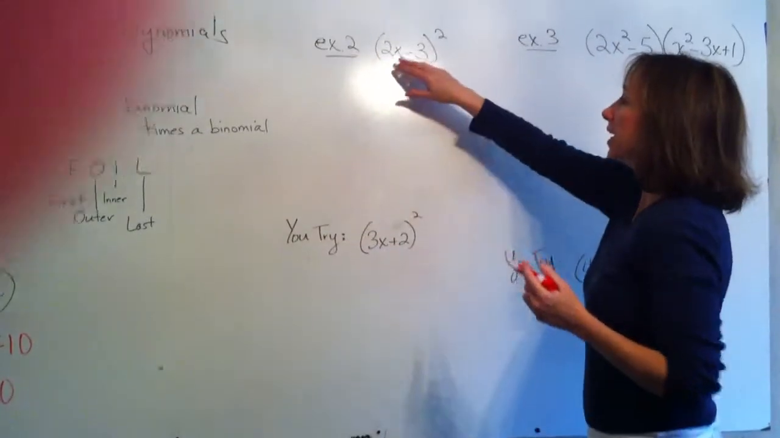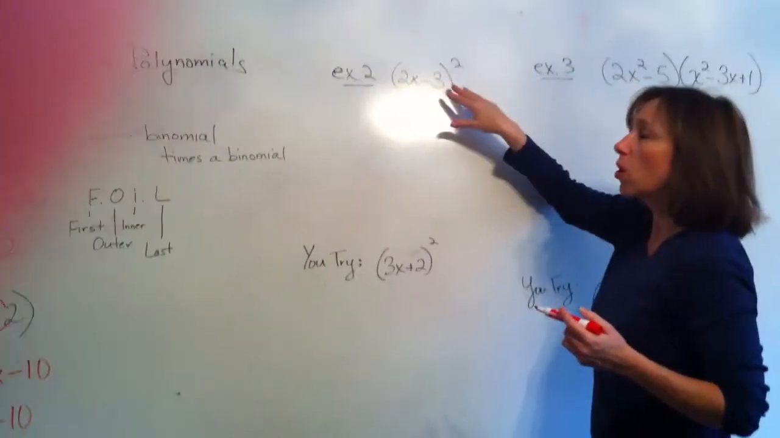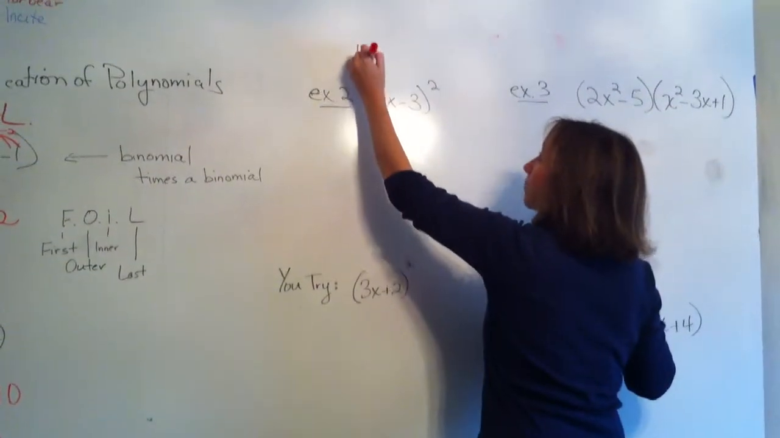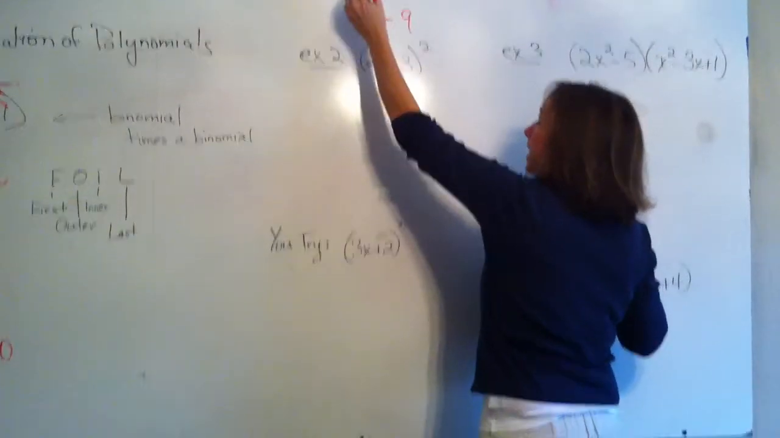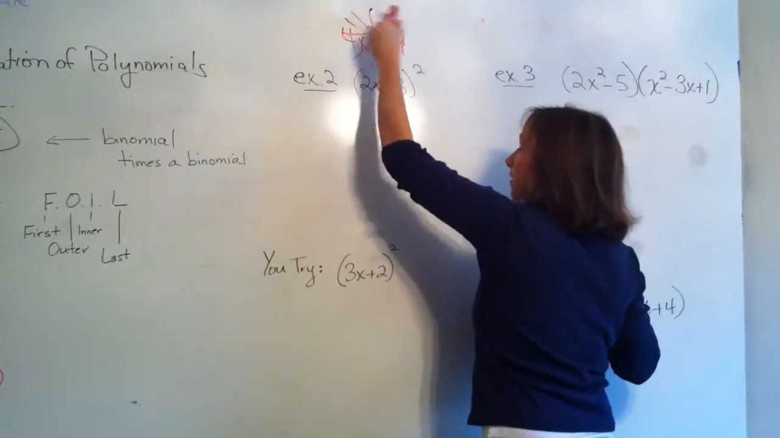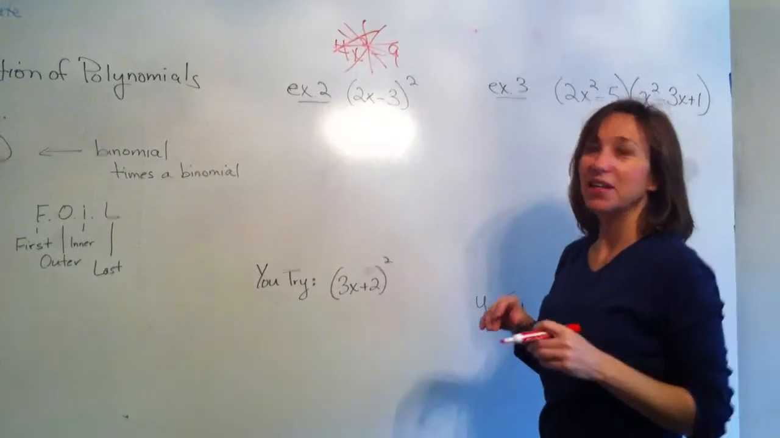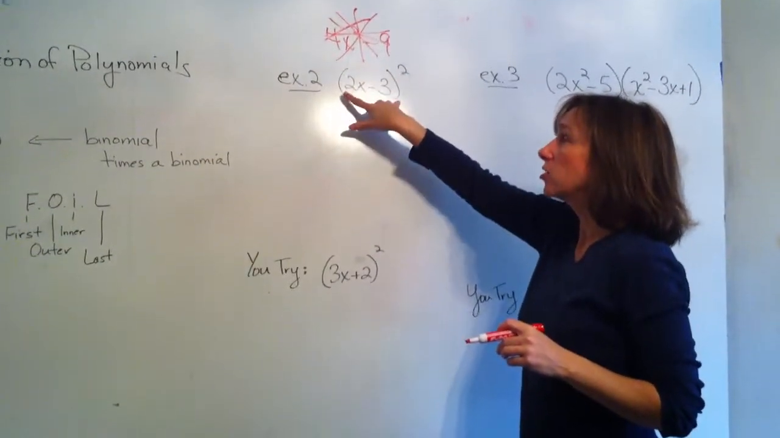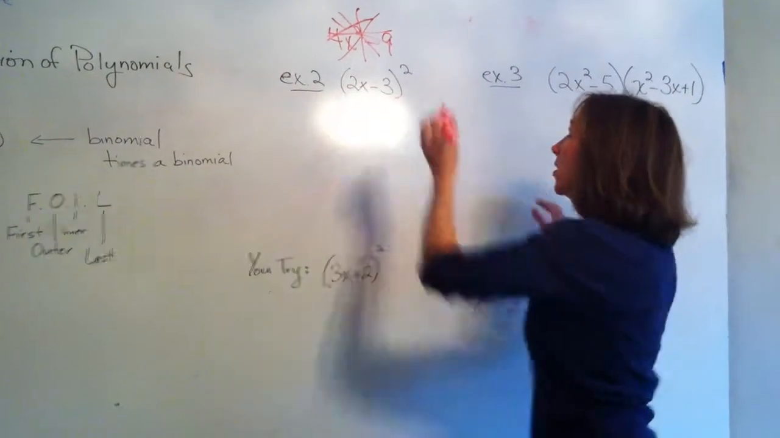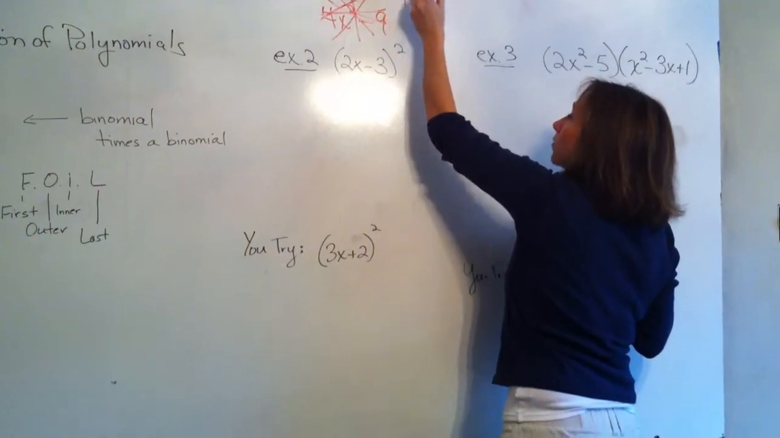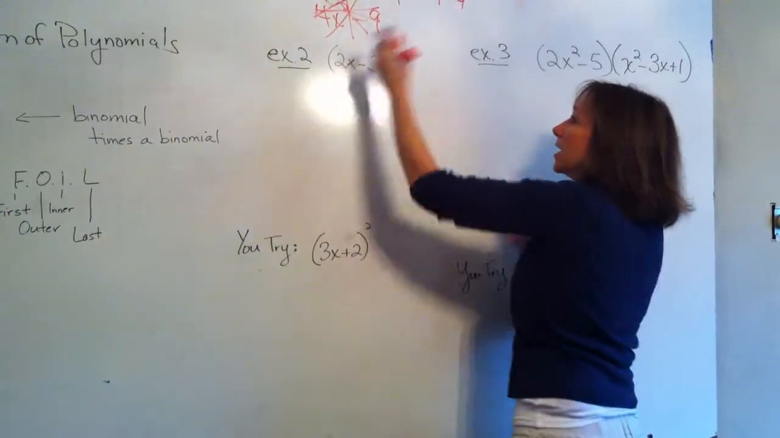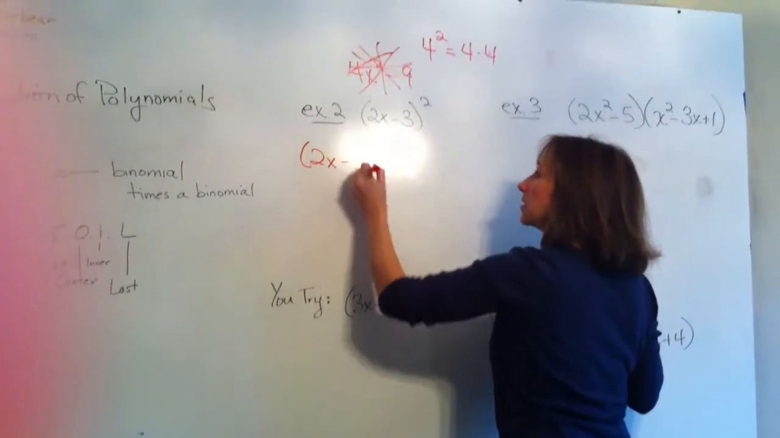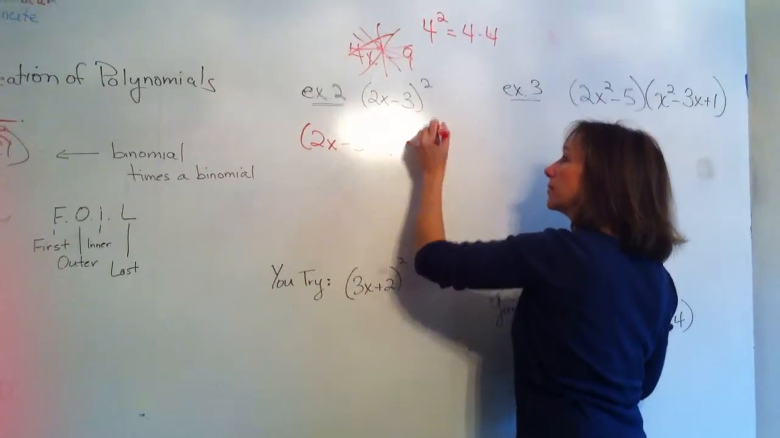This one is 2x minus 3 quantity squared. So what we don't want to do is we don't want to say 4x squared minus 9. That is very, very bad. Don't want to do that. What this is saying is it's 2x minus 3 squared. So you're going to take this times itself. Just as if we took 4 squared, it would be 4 times 4. This whole quantity is squared, so it's going to be 2x minus 3 times 2x minus 3.